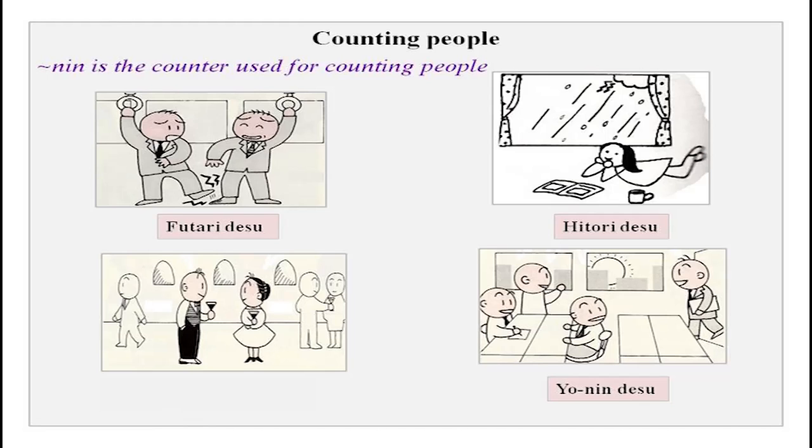Shashin no naka ni, nan nin imasu ka? Shashin no naka ni, yonin imasu. Okay, now you can tell me, kono shashin no naka ni, nan nin imasu ka? So, you have hitori, futari, san nin, yonin and gonin. So, how many people are there? Well, we have gonin. Shashin no naka ni gonin imasu.